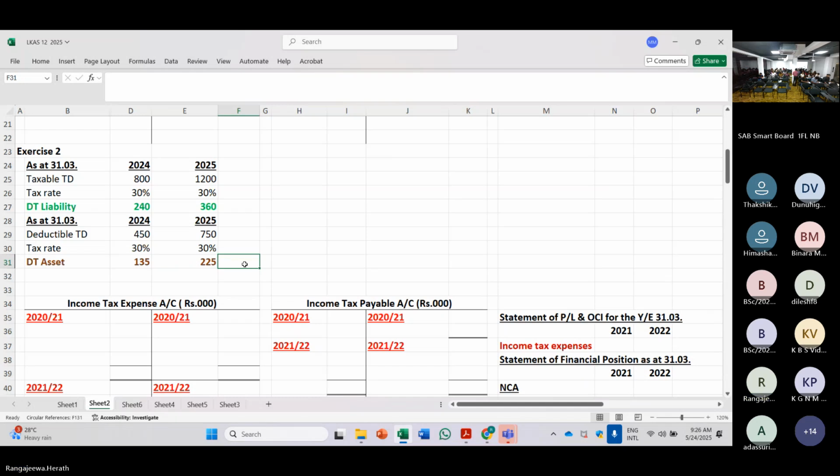At this point, what taxable temporary difference is and what deductible temporary difference is should be understood. We are going step by step, and by activity 5 everything will be clear. At this point you should know deferred tax liability is the result of taxable temporary difference. Taxable temporary difference multiplied by the tax rate, you will get the deferred tax liability. Deductible temporary difference multiplied by the tax rate, you will get the deferred tax asset.